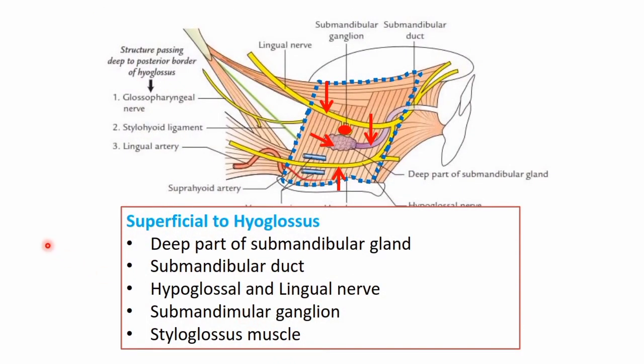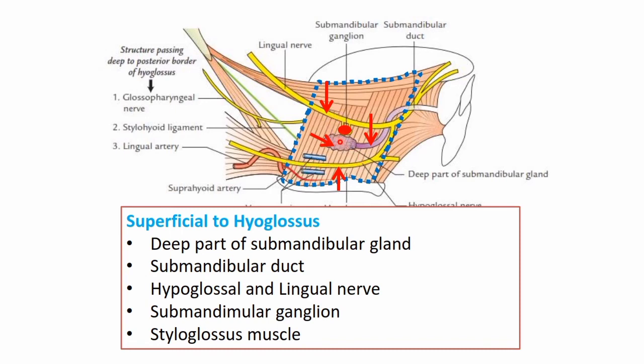So till now we have seen the structures which are present anterior to the mylohyoid and posterior to the mylohyoid, or we can also call it superficial to the mylohyoid and behind the mylohyoid. Now we are going to see what are the structures present superficial to the hyoglossus and deep to the hyoglossus. Superficial to the hyoglossus, as I told you earlier, the deep part of the submandibular salivary gland is present. Below the deep part of the submandibular salivary gland, you can identify the hypoglossal nerve.